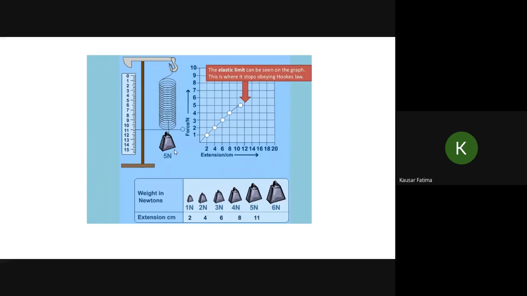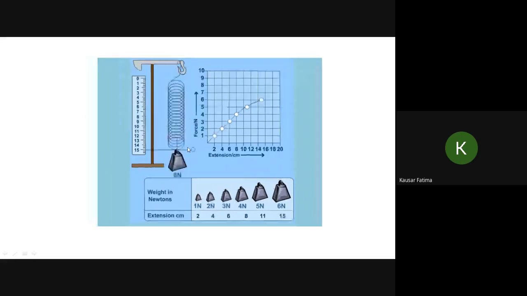So now 5 Newton is the elastic limit, because the graph is no more a straight line, it has become curved, meaning this is the last force which can be tolerated by this spring. And if we hang 6 Newton force, see the graph becomes like this, meaning this force has passed the elastic limit, and if we increase more than that, it will be permanently deformed. So this is how the graph is plotted and how the weights are hung.